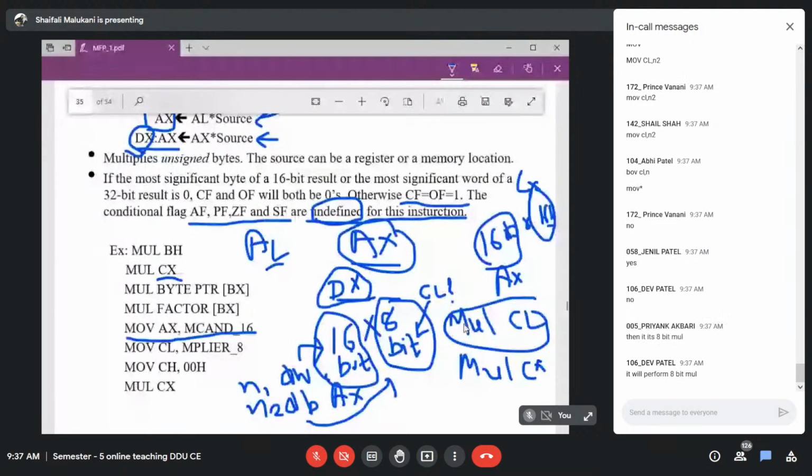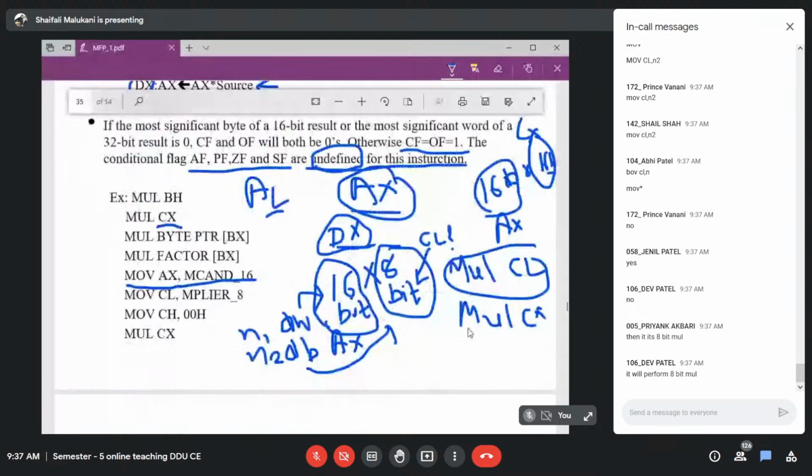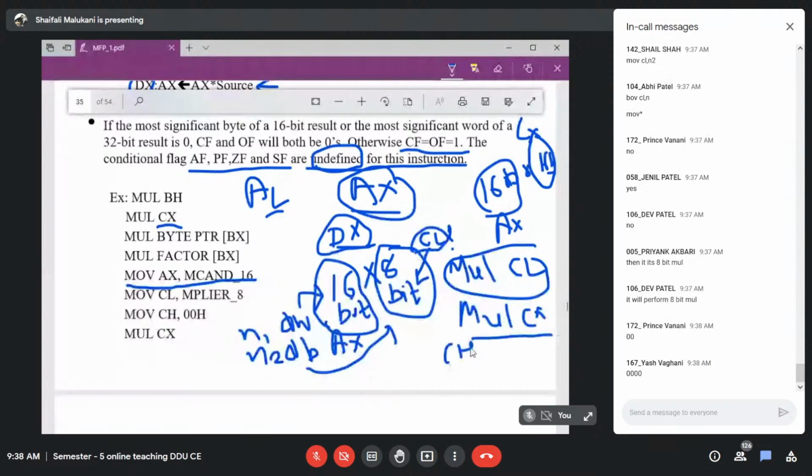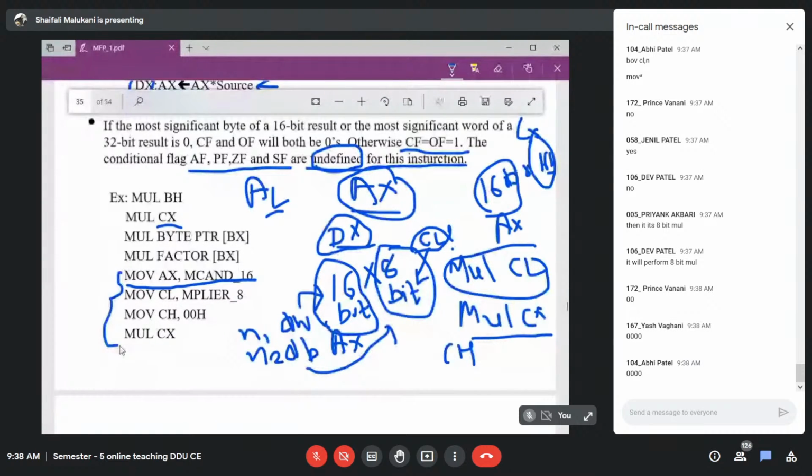Yes, then it will perform 8-bit multiplication. So it will actually perform not AX and CL, it will perform AL and CL. So I have to write MUL CX. But I have stored this in CL, so what do I have to do with CH? If I am not modifying CH, it will take a random value. So I have to make it 0, and that is what we have taken here. This program is for that. Is it clear, everyone? Is the mul instruction clear to you?